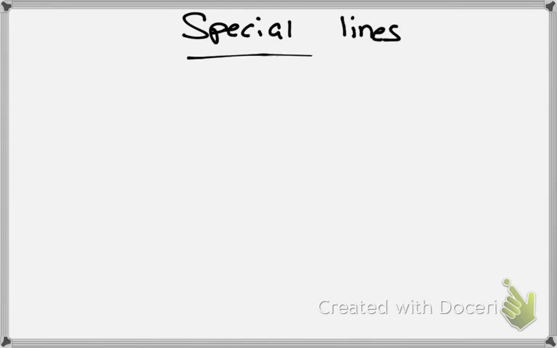So now that we've gone through some examples, we're going to talk about some special lines that we can see when we talk about slopes. I kind of touched on this a little bit in the start of, I think it was Unit 2. And we're going to talk about them again. So the first special line that we have is a horizontal line.